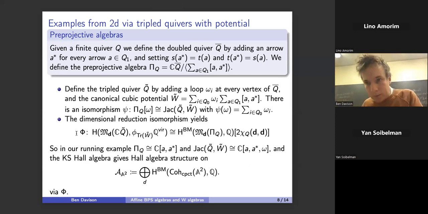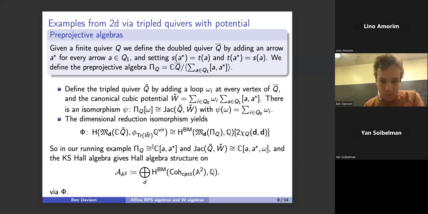So in our running example, where Q is the one loop quiver, if we double it, then it becomes the two loop quiver with loops A and A star. And then when we take the pre-projective algebra, we impose the one relation that A and A star commute. So the pre-projective algebra is just the free polynomial algebra in two variables. And we've already seen that the Jacobi algebra is the polynomial algebra in three variables, which conforms to this fact in the first bullet point.